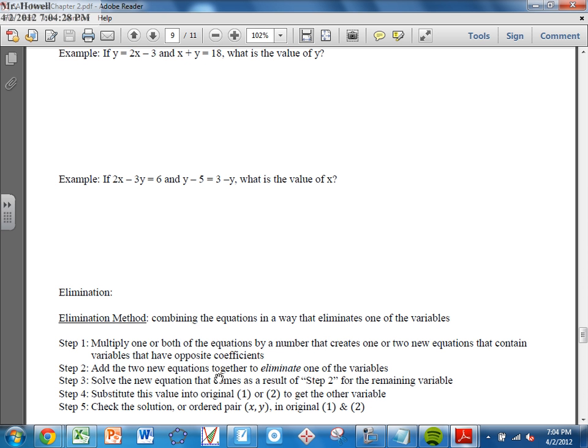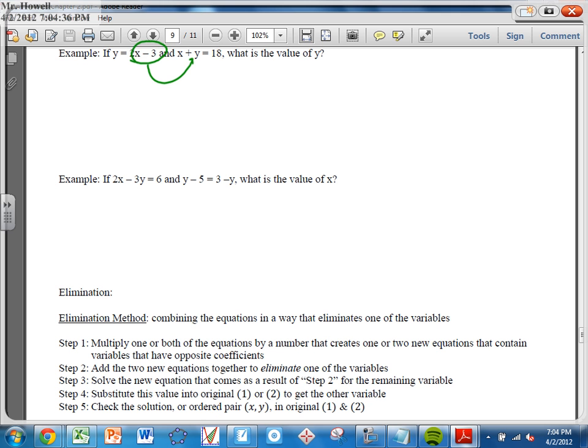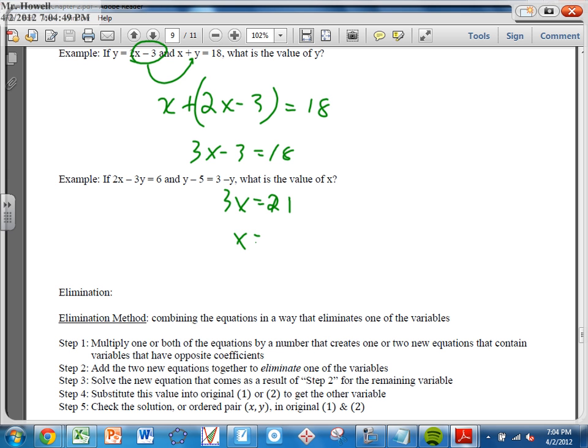So in this case, I can do this several ways. I see that y is already solved for. So a lot of students start by taking this value and plugging it in for y, which is fine. You get x plus 2x minus 3 equals 18. Combine like terms, you get 3x minus 3 equals 18. 3x equals 21, so x is equal to 7. Well, that's not the problem asked, though. The problem asked for y.